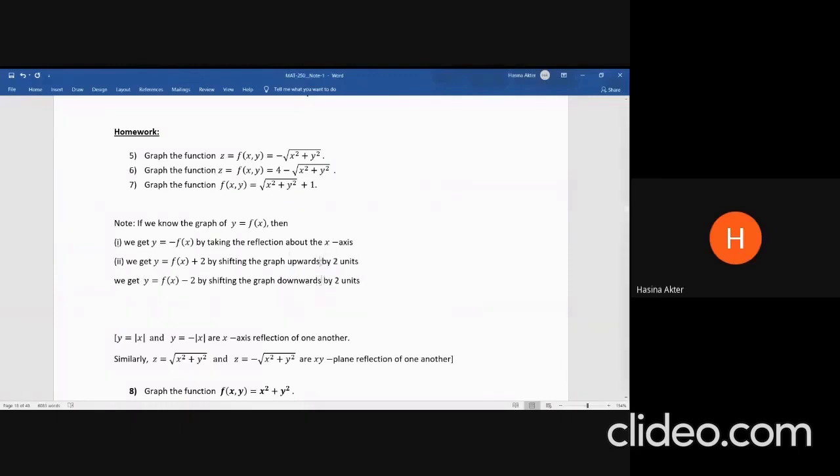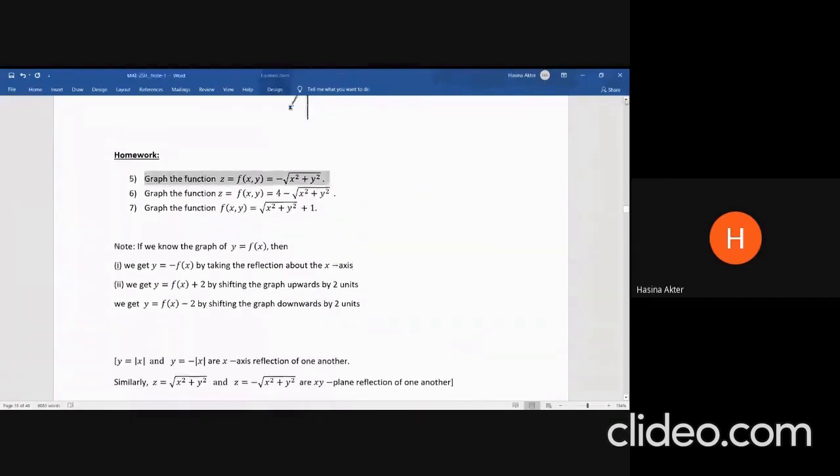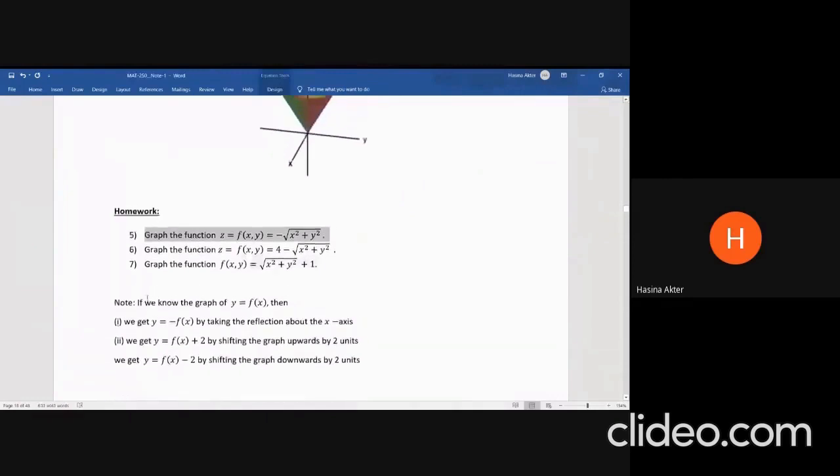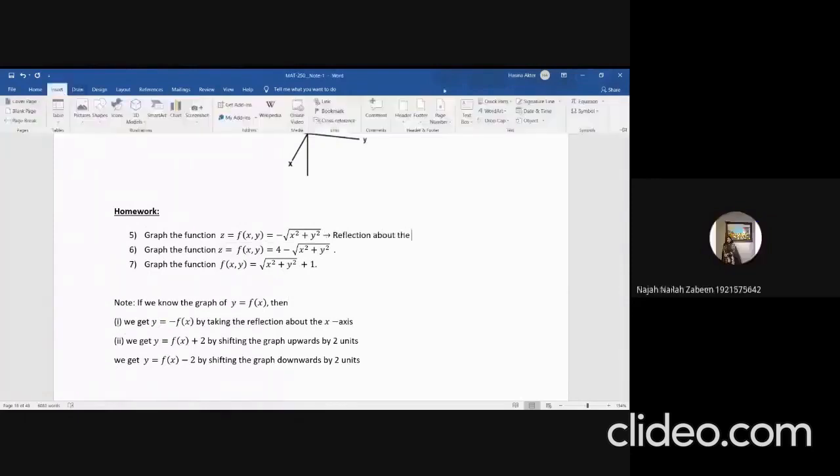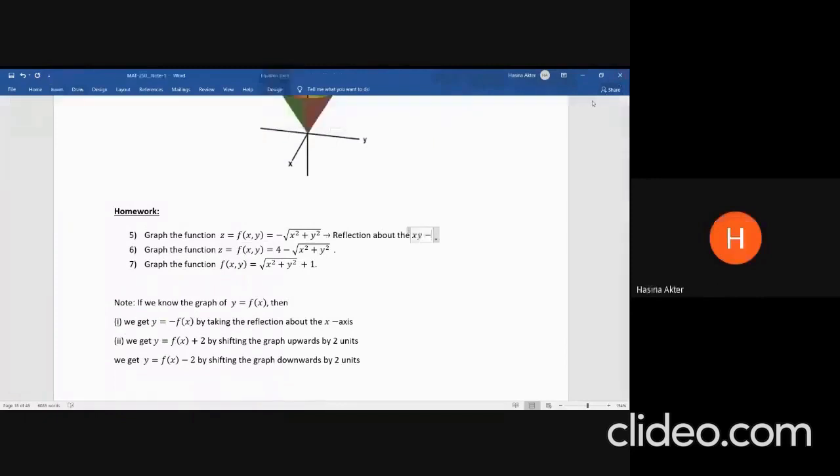I will stop here since I have just 9 minutes. So guys, if I go with this, what can you conclude about this graph compared with this? Reflection about the x-axis. Reflection about the XY plane. You are in 3D now, right?